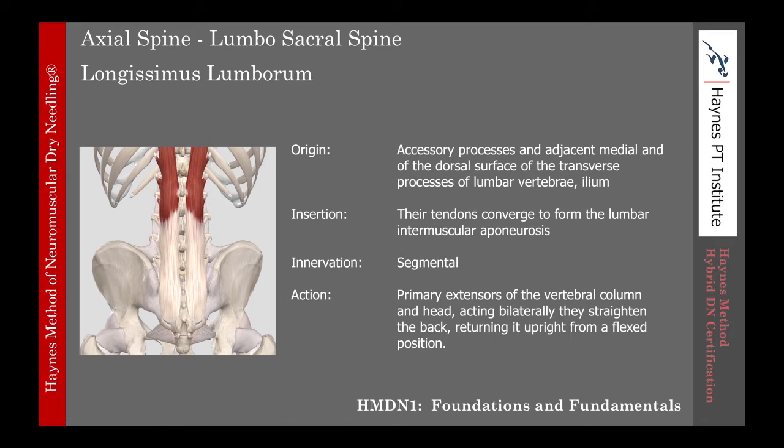Iliocostalis, and it almost acts as a large tendon in that area, and we can needle into that aponeurosis as well. Its innervation is segmental right there. Action is the primary extensor of the vertebral column and head. Acting bilaterally, they straighten the back, returning it upright from a flexed position.